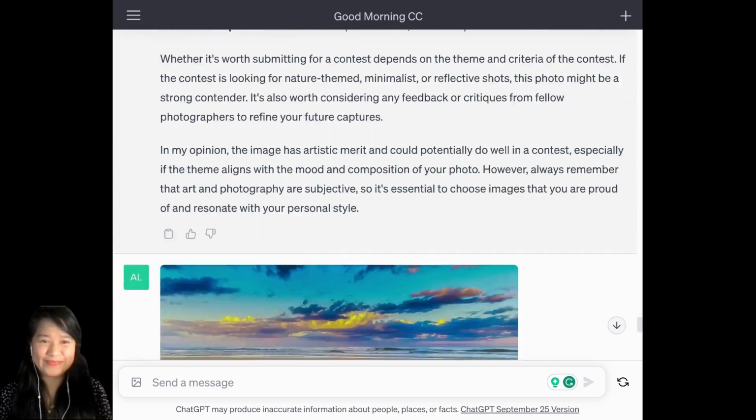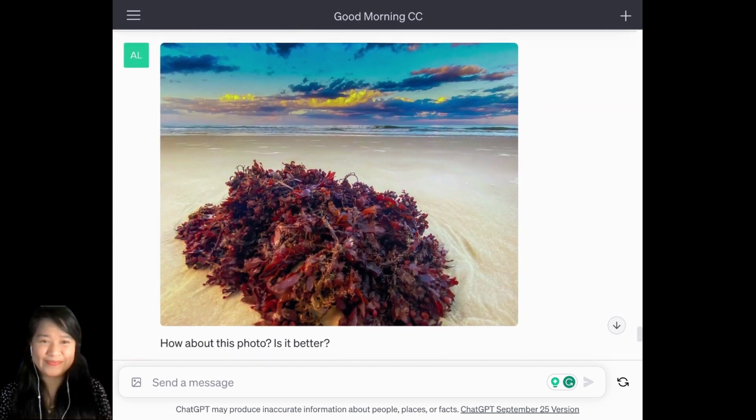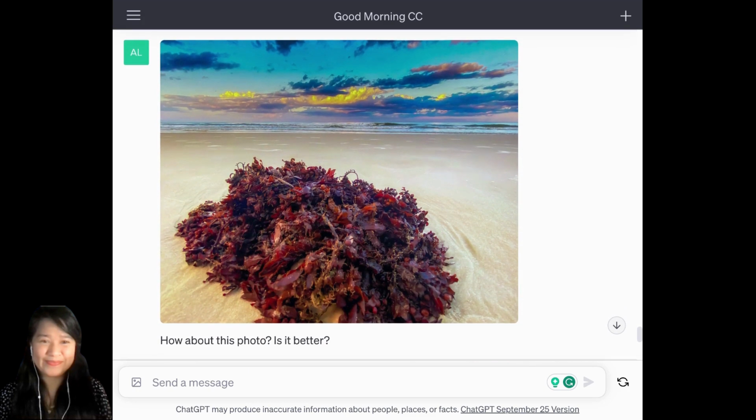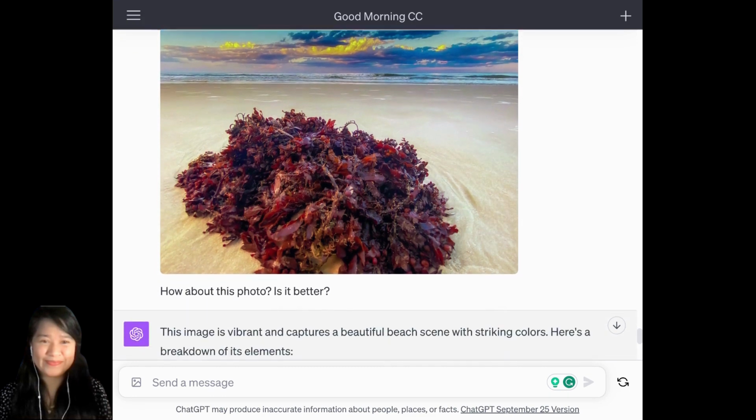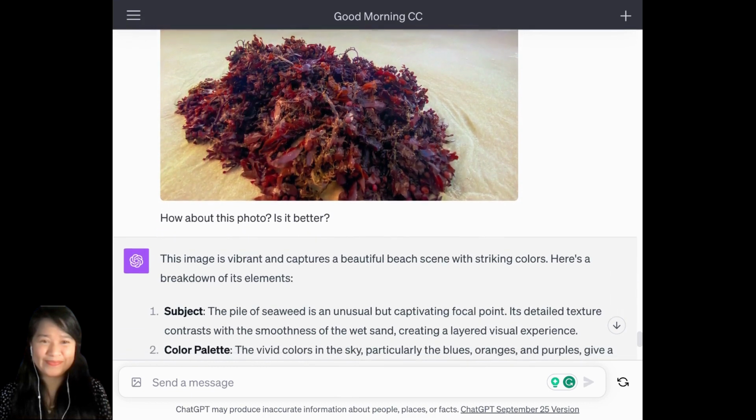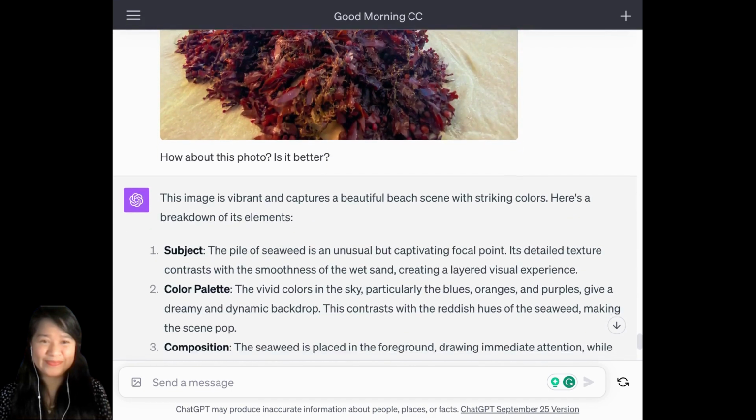Okay, the second photo that I upload is this one. And my question is, how about this photo? Is it better? And this is a photo of seaweed. I think the time when I was taking this photo was sunset. That's why you could see all the colors in the sky. I love this photo because of the colors, I think.